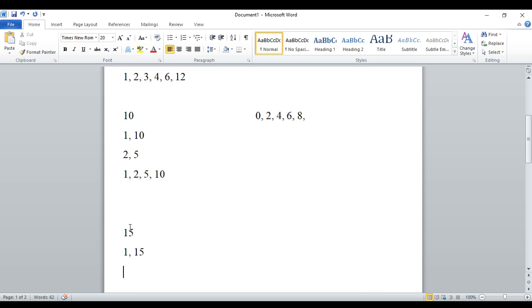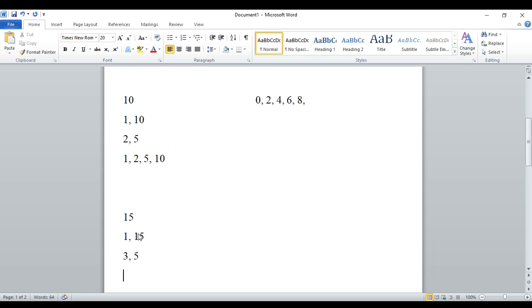Can we multiply anything by 2 and get 15? Well, 15 is an odd number, so no, we cannot. Can we multiply anything by 3 and get 15? I hope you said yes. 3 times 5 is 15. What about 4? Can we multiply anything by 4? Well, 4 times 4 is 16. 4 times 3 is 12, so no, we cannot.